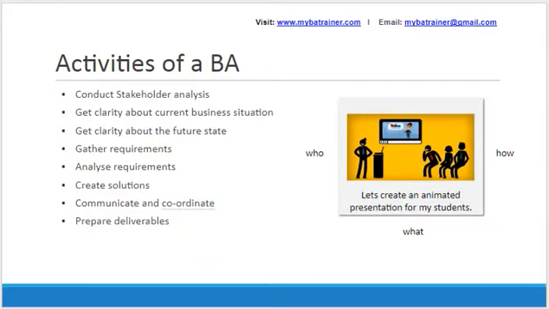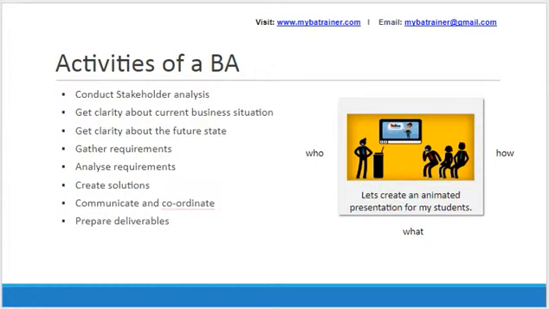Second, you need to get clarity about the current business situation. What is the situation at this point in time in the business, you need to understand properly. Next is what the customer is expecting in the future. In the future state, there must be some changes from the current state, right? So first, this is my current landscape, and then what is expected in the future. All that needs to be understood properly.